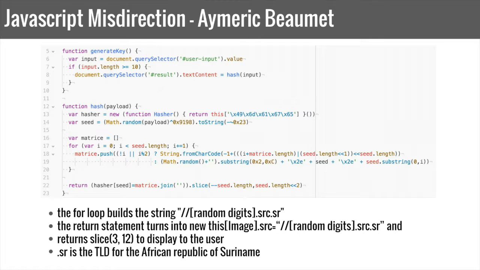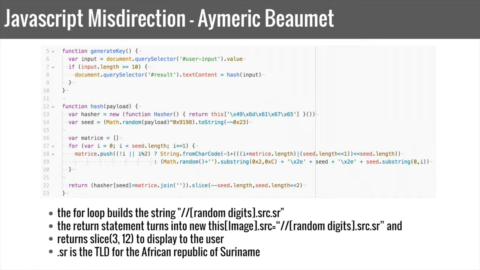Now, there's a lot more going on in this function. I don't want to go through all the little details because there's a whole lot more detail happening just in the for loop. But suffice to say, all the complicated looking stuff going on in the for loop ends up resolving to the following string: // and then some random digits, which are going to represent the private key that's being sent back to the user, and then .src.sr.